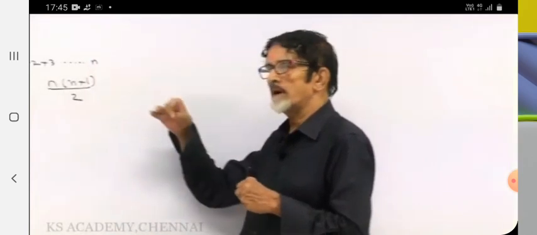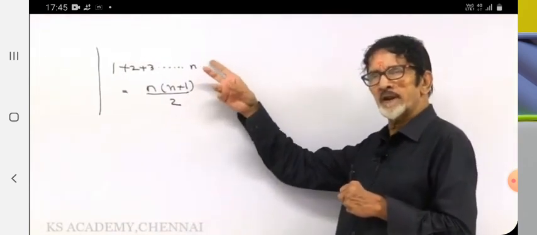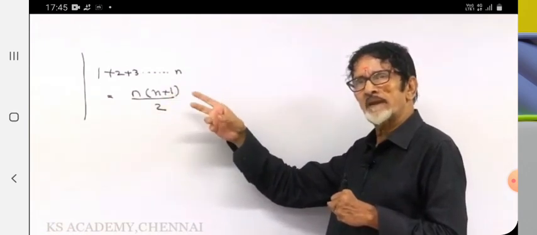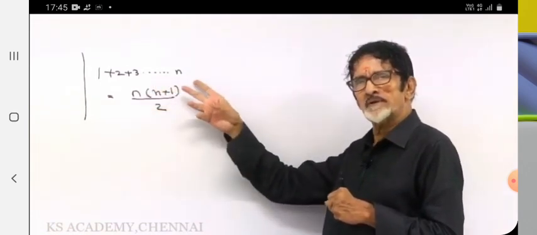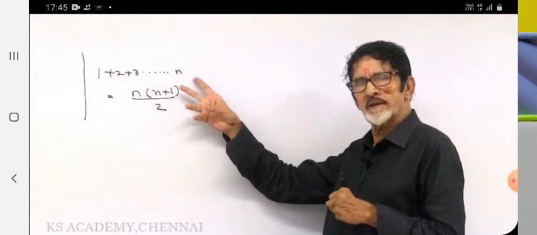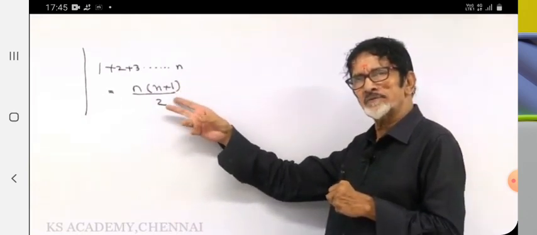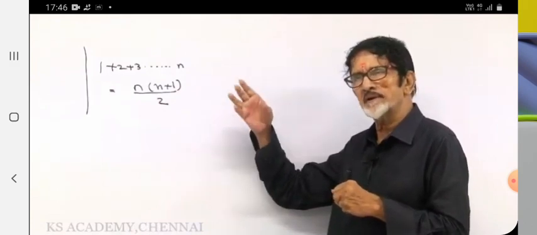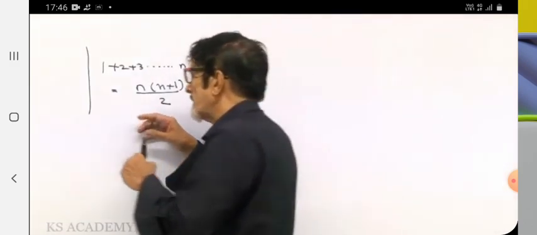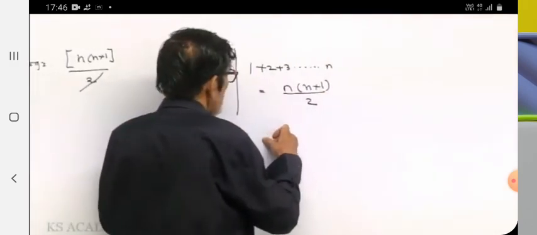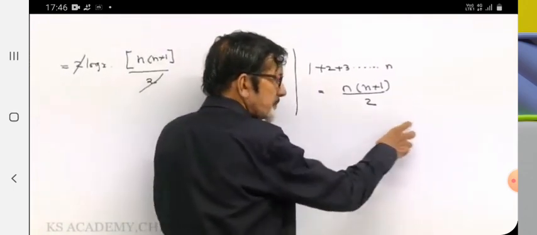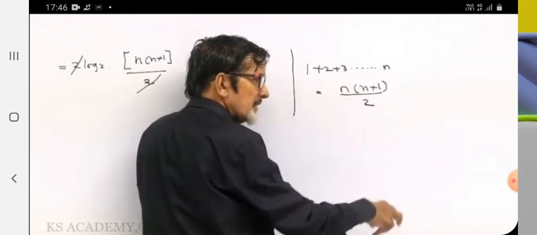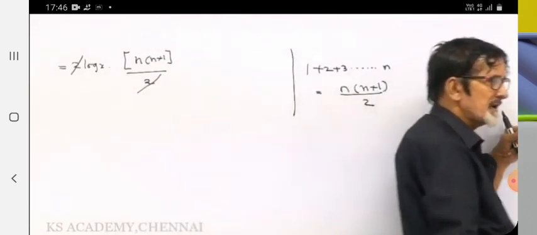So 1 to 10, what is the answer? Last number 10, next number 11, by 2, 55. 1 to 40: last number 40, 40 into 41 by 2, simply using a calculator. 1 to 100: 1, 2, 3, 4 up to 100, last number 100, next number 101, by 2, 5050. Likewise you can tell.